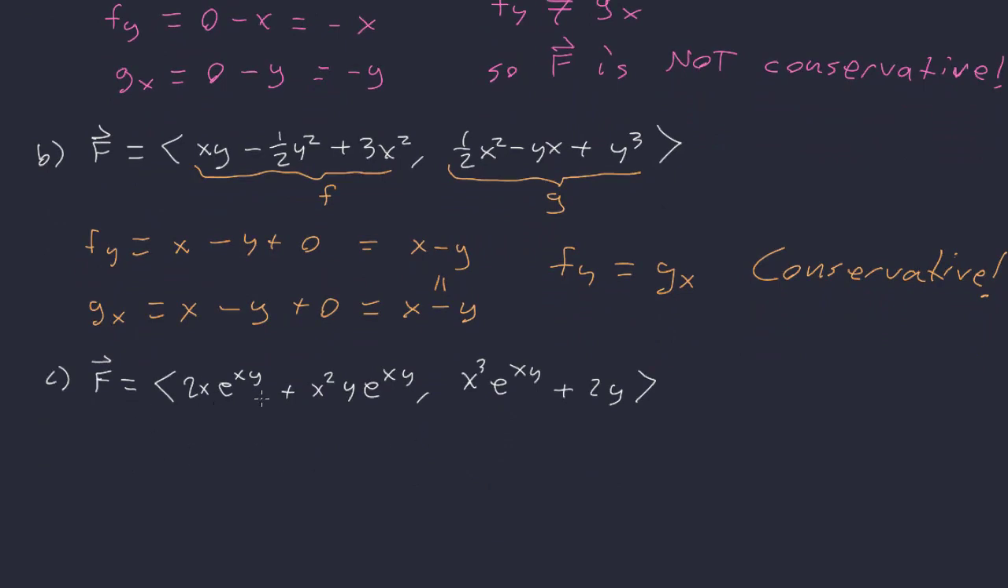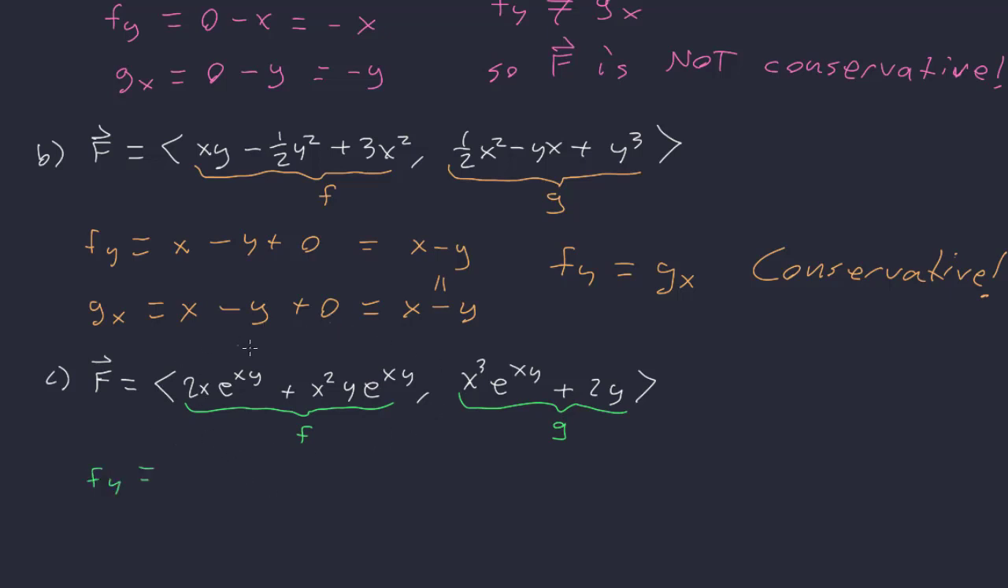Say we have the field 2x e to the xy plus x squared y e to the xy, comma x cubed e to the xy plus 2y. Okay, so we'll do it in green this time. Here's our little f, here's our little g.